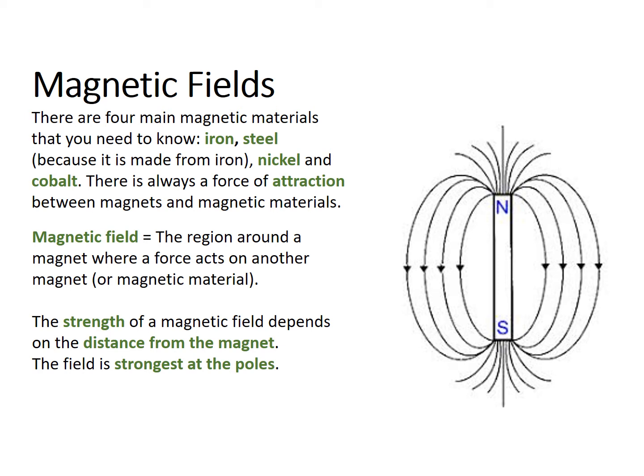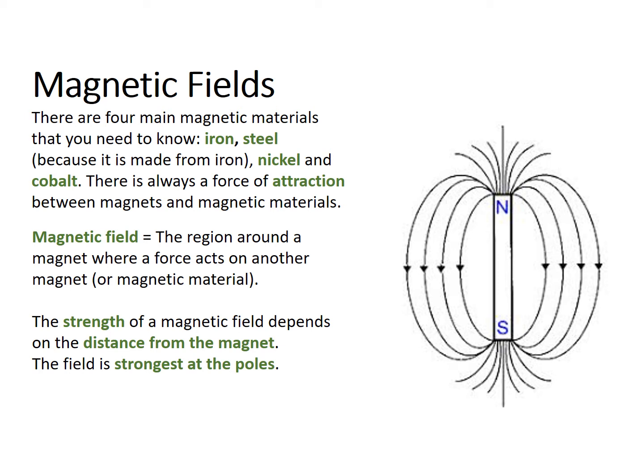All magnetic fields work from north to south in a magnet, irrespective of whether it's a circular magnet, a bar magnet like the one on the screen, or a ring. They all work in exactly the same way. The north always goes to the south.